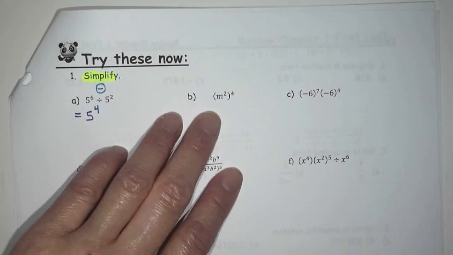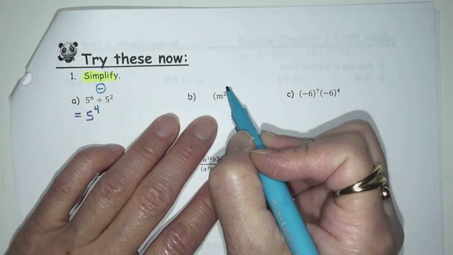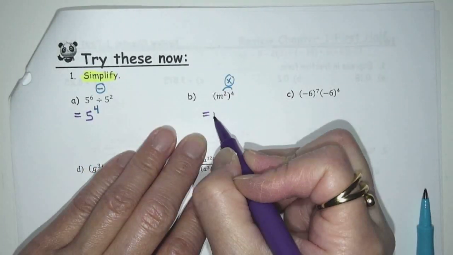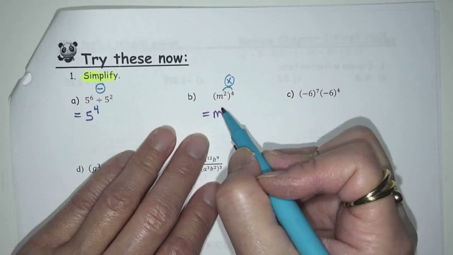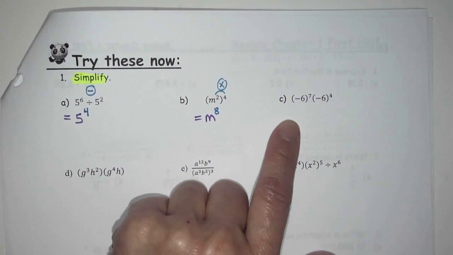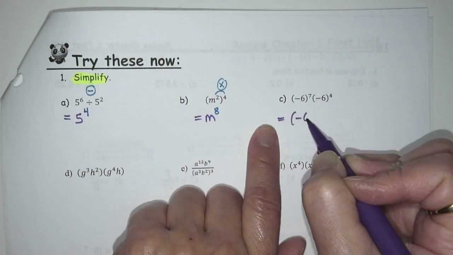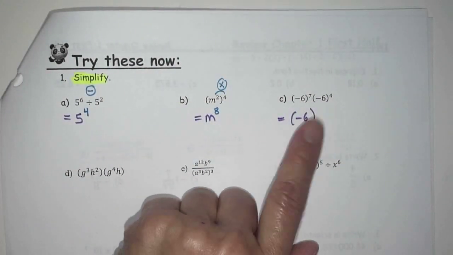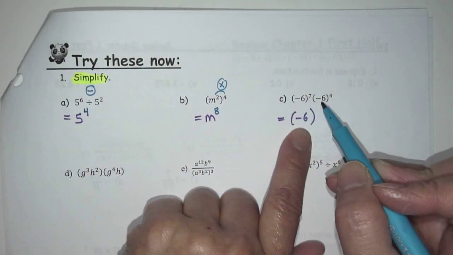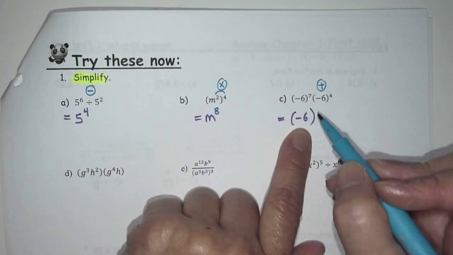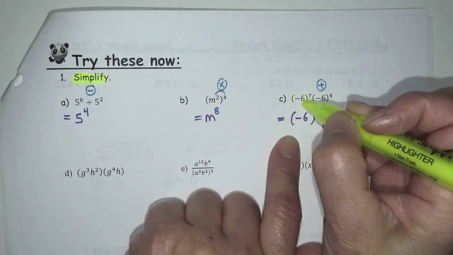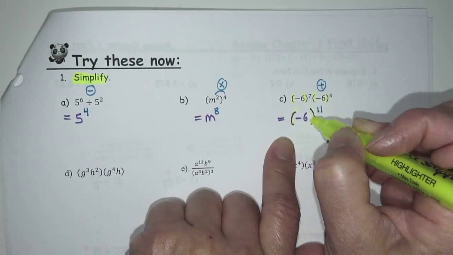This next one here, this is a power to a power rule. So when they're a power to a power, we're multiplying. The base itself is m, and we're multiplying, so 2 times 4 is 8. This next one, the base of this one, so grab the base first, is -6. So grab the base, -6. And when we are multiplying them, so it's -6 to the 7 times -6 to the 4, we are adding. So 7 plus 4 is 11. And make sure you grab the whole base here, because there's brackets here. Like that, you're grabbing the whole base here.